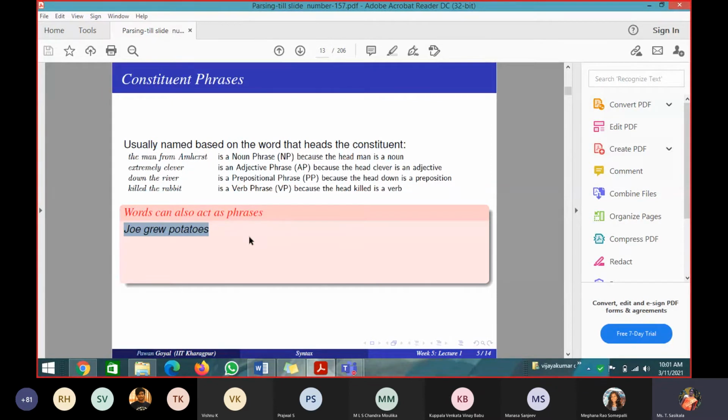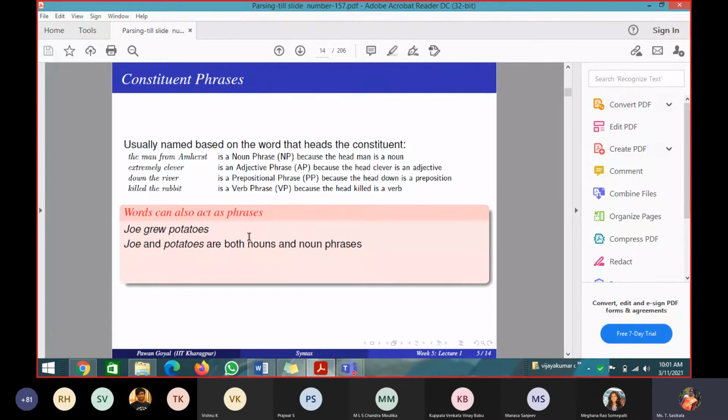Joe grew potatoes. Okay, so Joe is a what? Noun, and potatoes also noun. So this I call a noun phrase. Joe is a noun phrase, and potato is also a noun phrase. Now see this example. Joe and potatoes both are nouns and they form a noun phrase. A single word also can be called a phrase.